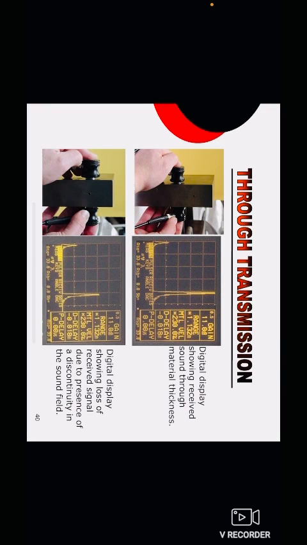And the second type, through transmission. In through transmission, a digital display shows the received sound through the material thickness. A digital display also shows loss of the received signal due to the presence of a discontinuity in the sound field. These are some examples of through transmission. You can place the testing material between both sides of the object, and the result appears on a monitor where it can be analyzed.